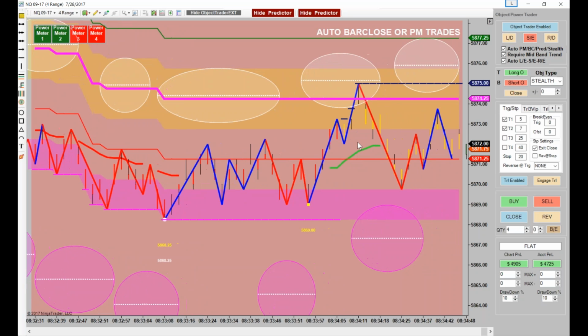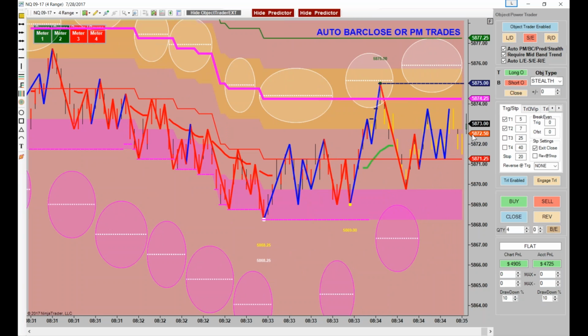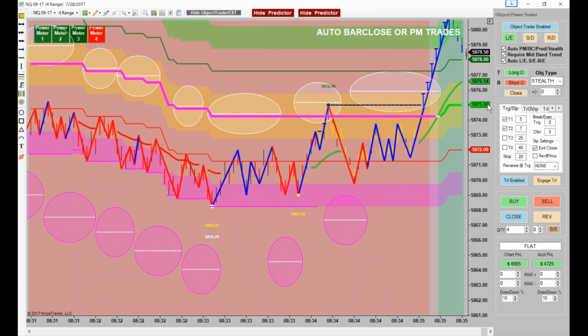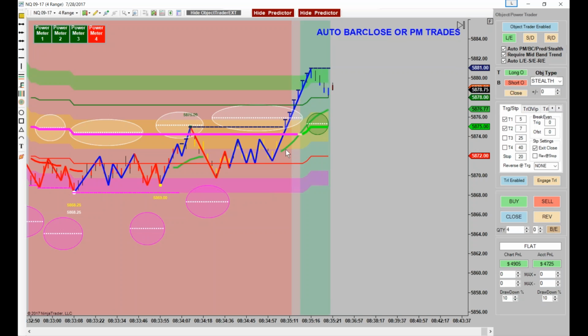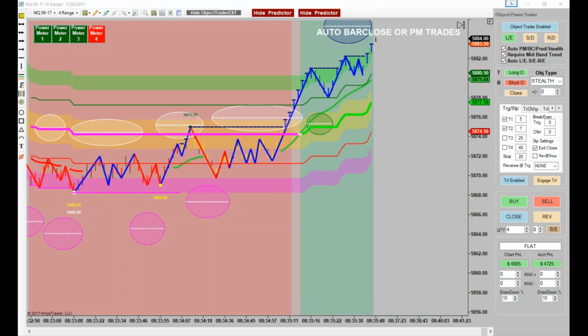Now, I wouldn't usually be buying a green stealth under a magenta, unless it had a really good thrust down. And that one did, so it probably would have scalped. See how that would have scalped right there? And look at that green stealth right there. Another phenomenal trade. And of course, we don't have it turned on right now to take some of these. I'll go ahead and turn this off.